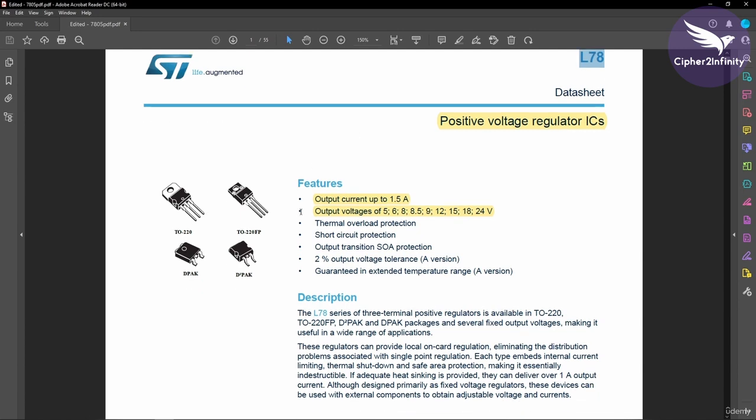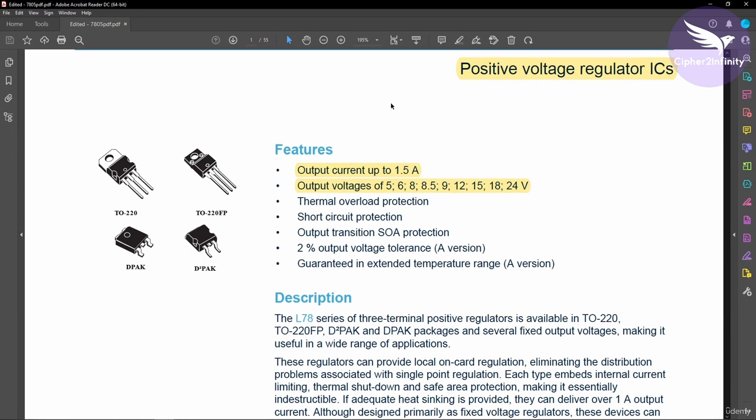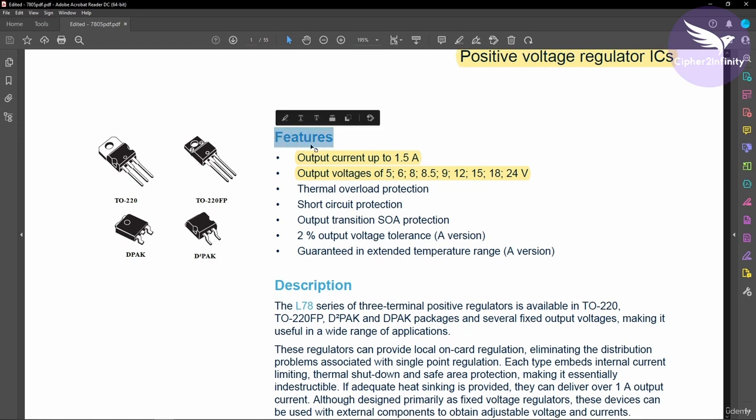After that, now let's see some of the features that I have highlighted. Actually, there are a lot of things in this data sheet and not all of them are important. So I have highlighted some of the things and we are just going to discuss those things in this datasheet. Now let's see the features of this IC.